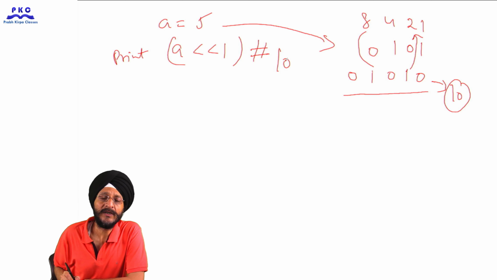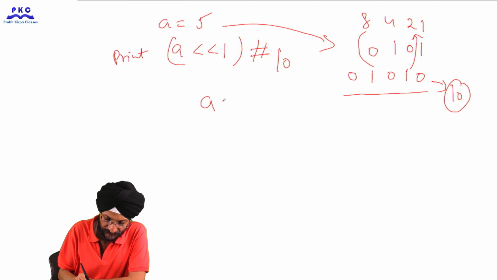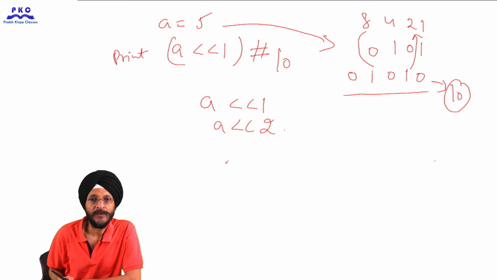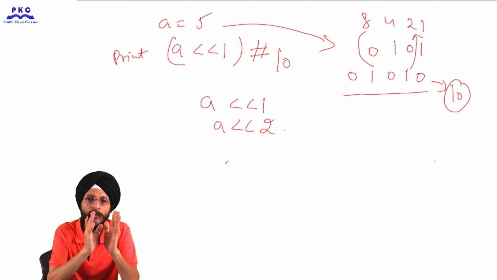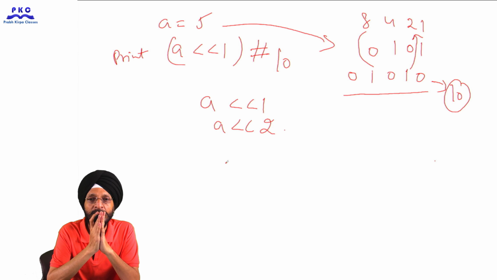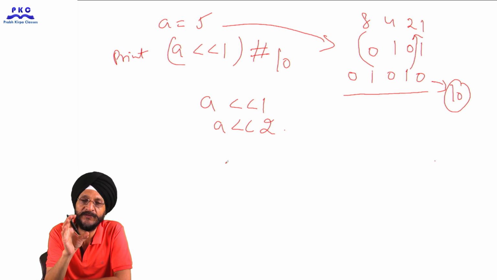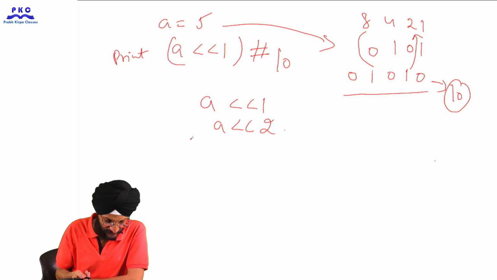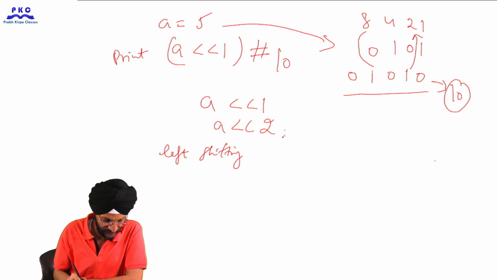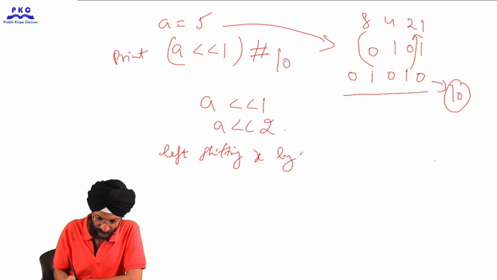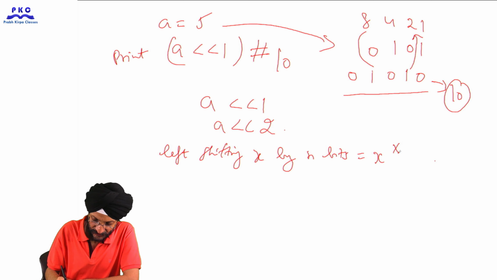There is a formula to calculate what the output will be. Suppose we want to know the final output that the bitwise left shift operator will result in. There is a formula to calculate the same. What is the formula? Left shifting x by n bits is equal to x multiplied by 2 raised to the power n.